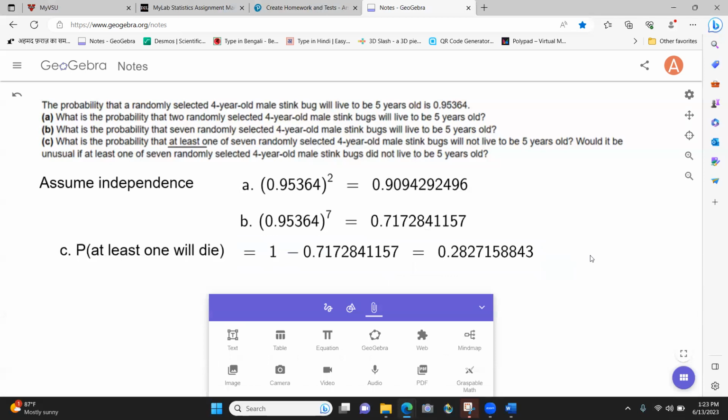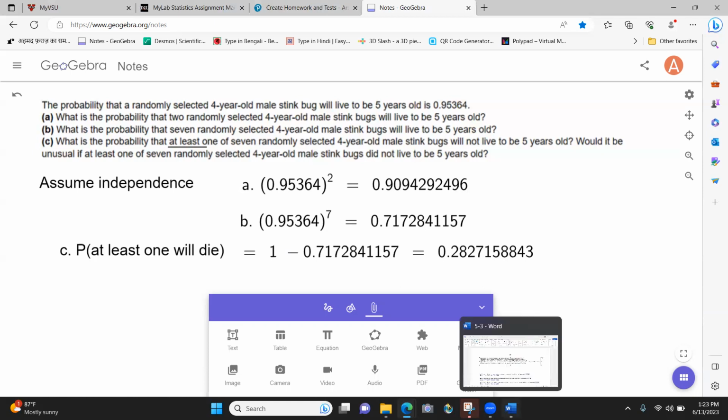All right, so let me address this. The question also asks, would it be unusual? When we say something is unusual, the probability is less than 0.05. I won't ask you that question on the exam. It's coming from a chapter that we will actually get into a little later. So let me announce it: if something is unusual, we say its probability is less than 0.05. This 0.28 is higher than 0.05, so it's not unusual. So these are my three answers.